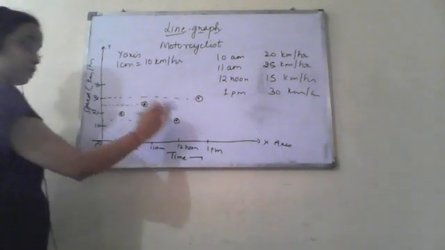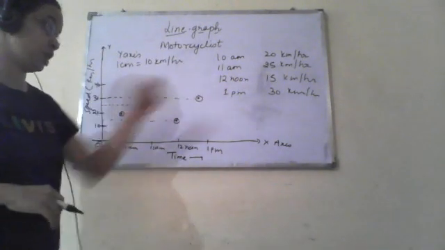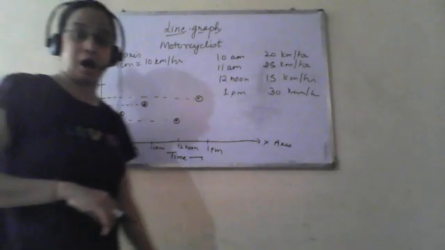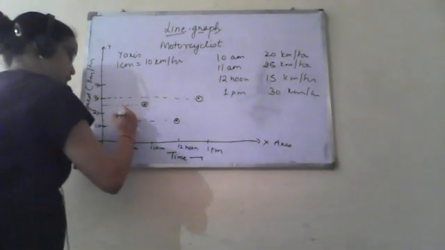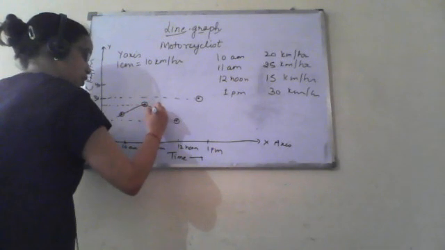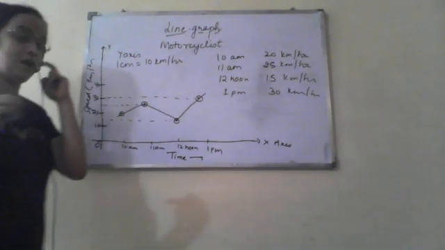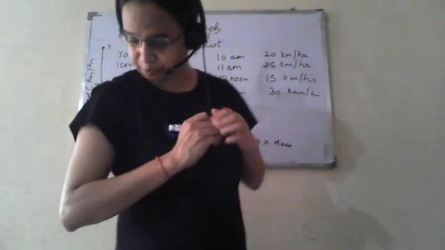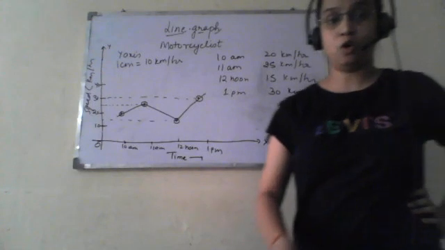So these are the different speeds of the motorcycle at different hours or different times. Okay, now what we have to do is join these points through straight lines. So this is a line graph. Okay, so this is how we have to plot the line graph. I hope this is clear to you.